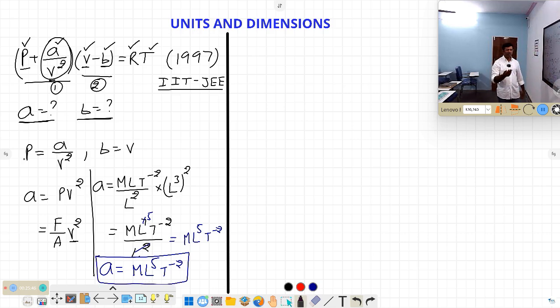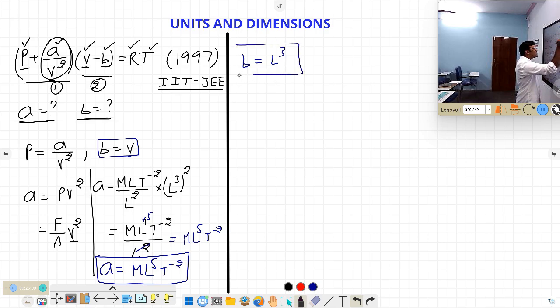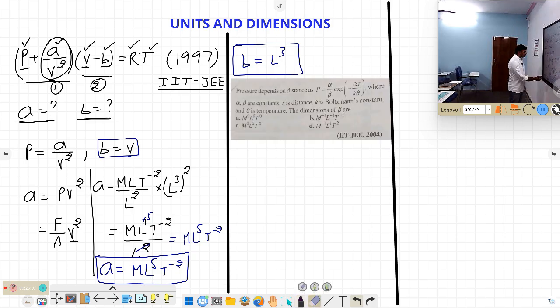Using the correctness of the equation, you can find it like that. Second one, find the B value. B value is similar. B is equal to V. What is V? Volume. Volume is nothing but L cube. Directly we can write the dimension of B as L cube. This is the question they asked in the previous one.